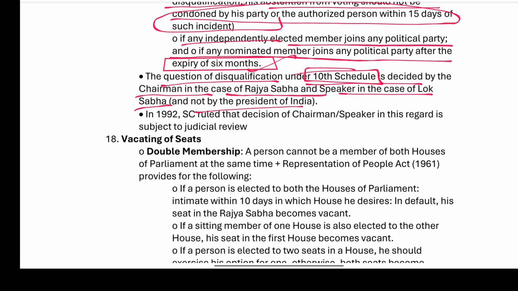The disqualification is decided by the Chairman in case of the Rajya Sabha, and the Speaker in case of the Lok Sabha. The decision is subject to judicial review.